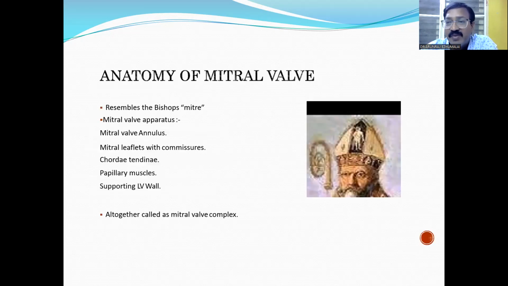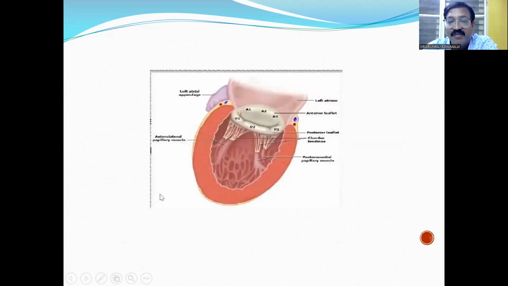So mitral valve anatomy, we have already dealt with in the mitral stenosis case. It consists of the mitral valve annulus, leaflets with commissures, chordae tendineae and papillary muscles supporting the left ventricle. So this is the anterior leaflet, posterior leaflet, chordae tendineae and papillary muscle. Because in MR, as we will see later, when the anterior mitral leaflet is involved, the murmur will radiate to the axilla, and when the posterior mitral leaflet is involved, the murmur will radiate toward the base.